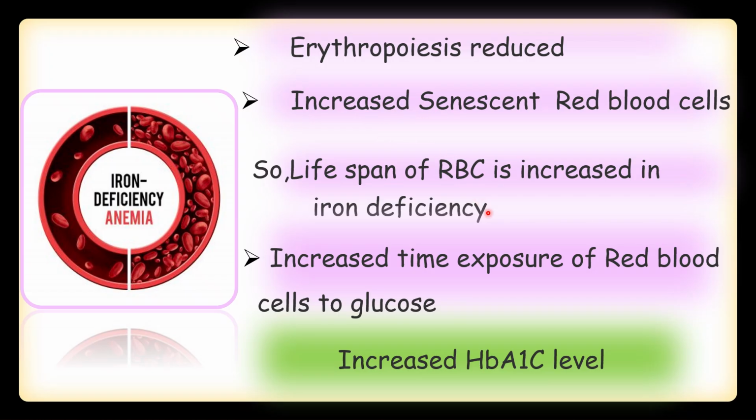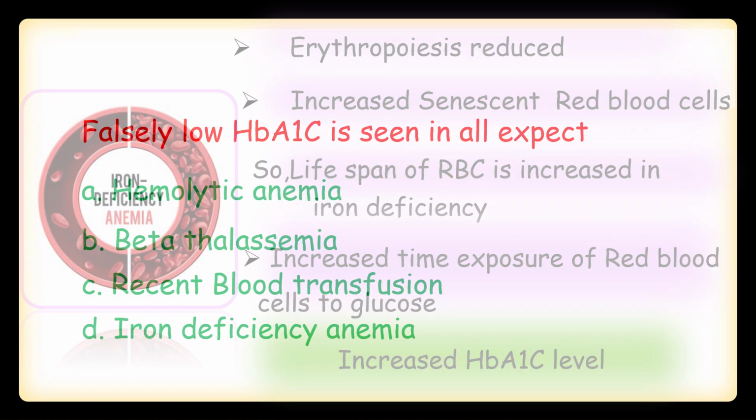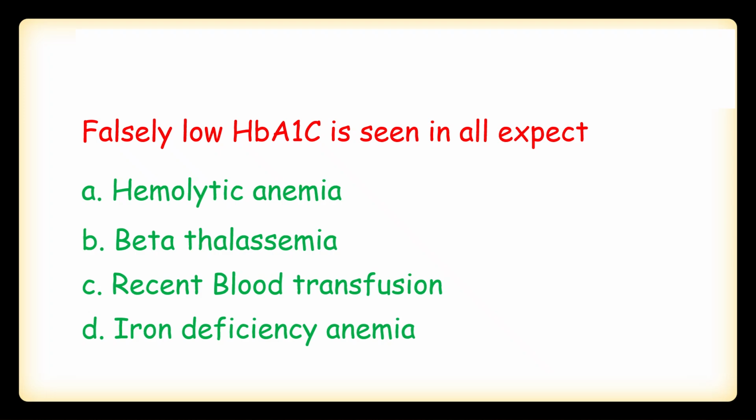There is increased time of exposure of red blood cells to glucose, which leads to increased HbA1c level. So in iron deficiency anemia there will be increased old red blood cells, which have more time to combine with glucose, so there is increased HbA1c level. So the answer for this MCQ is iron deficiency anemia. Falsely low HbA1c is seen in all except iron deficiency anemia.